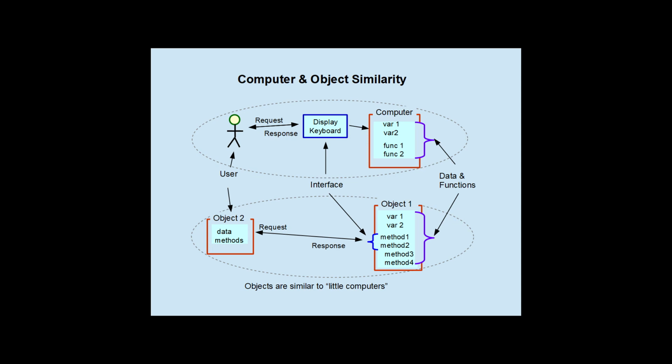Here we see the similarities between an object and a computer. Just as a computer has data and functions, an object has data and functions. Both a computer and an object have an interface through which a user may interact with them. The computer's interface is its keyboard and monitor. An object's interface is the collection of methods it exposes through its encapsulation layer. In both cases, the user, whether human or another object, may make requests and receive responses through the interface.